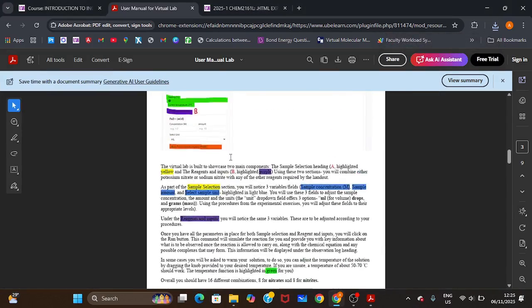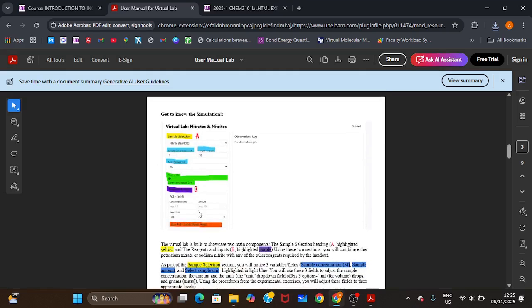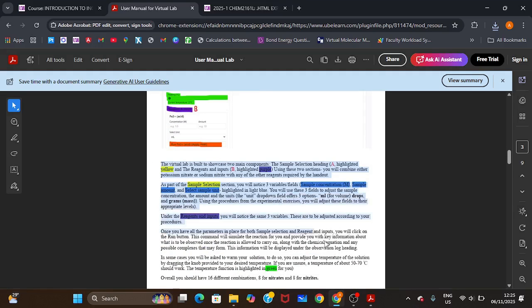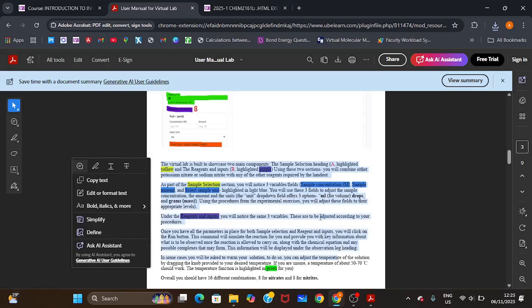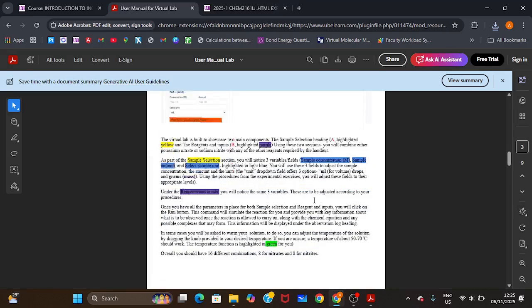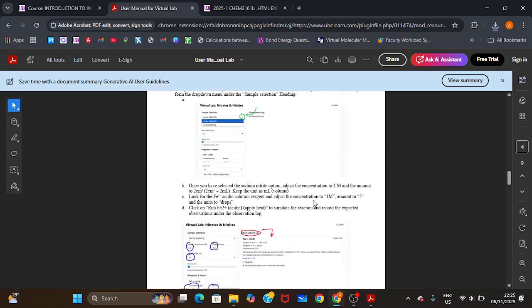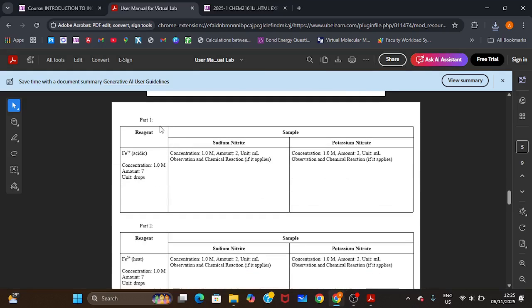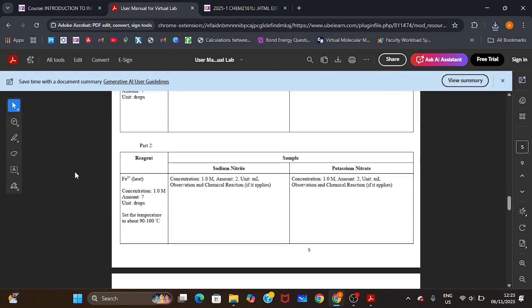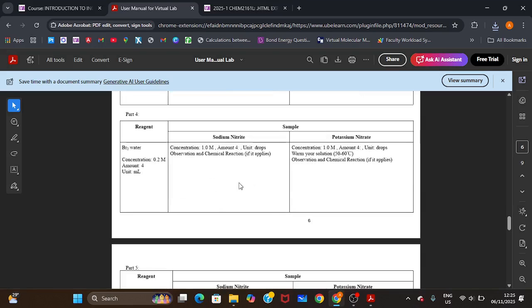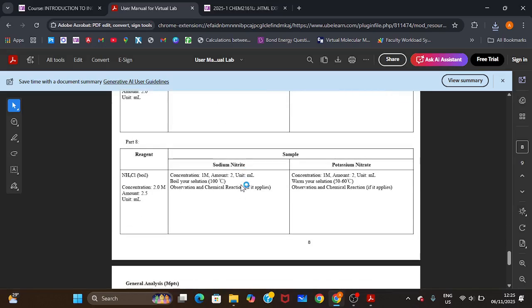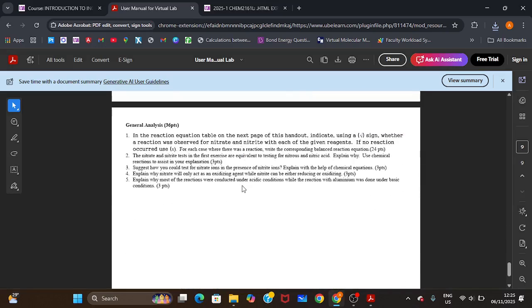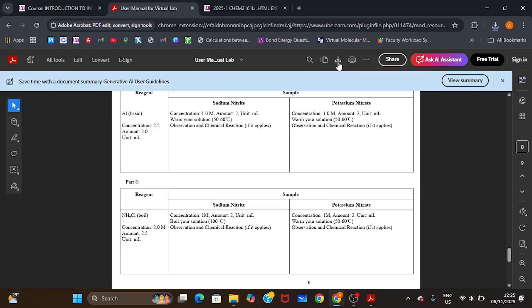If you notice, we have a pretty good manual, and it explains basically what you are expected to do to get your results. This particular PDF also has your observation tables. So you have part 1, part 2, all the way through. This section will come in handy when you begin to work on the simulation itself. So you go ahead and download this file as well.